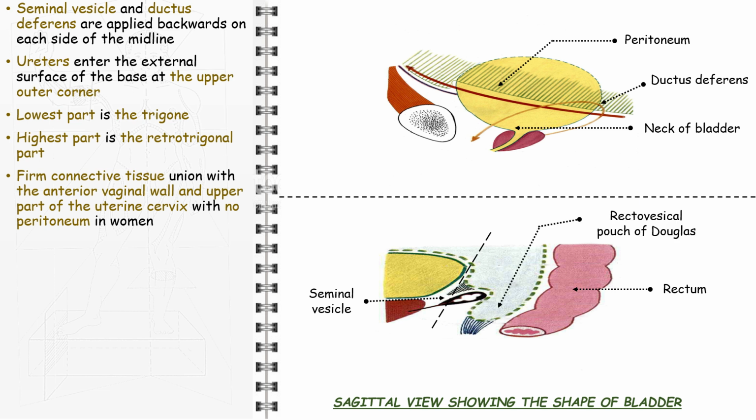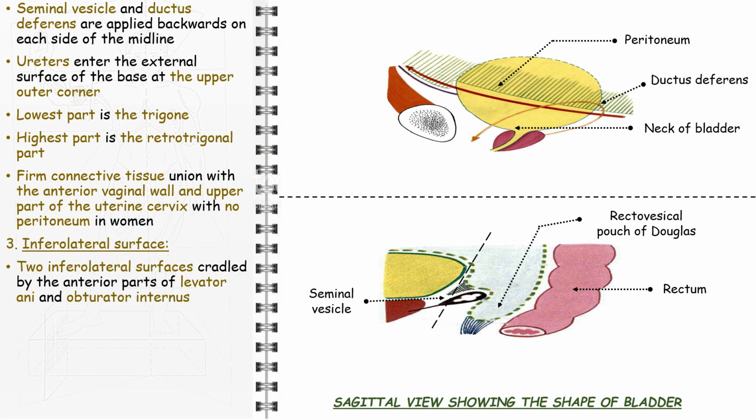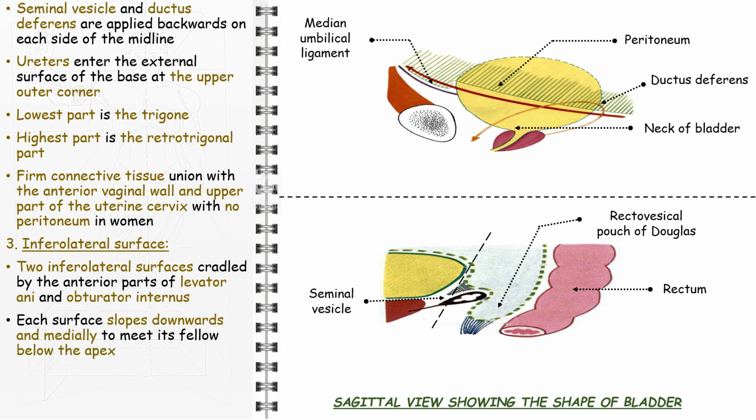The 2 inferolateral surfaces are cradled by the anterior parts of levator ani and obturator internus. Each surface slopes downwards and medially to meet its fellow below the apex. They are covered towards the base and the retrotrigonal fossa by the retrovesical fascia containing the seminal glands, ductus deferens and retrovesical portion of the pelvic ureter in men and only the latter in women.